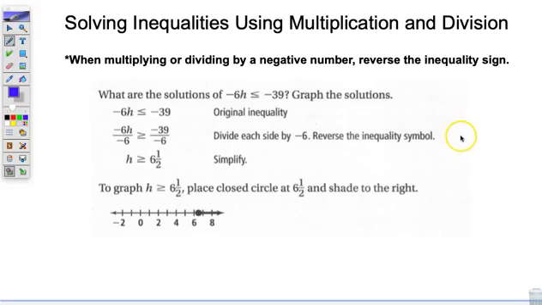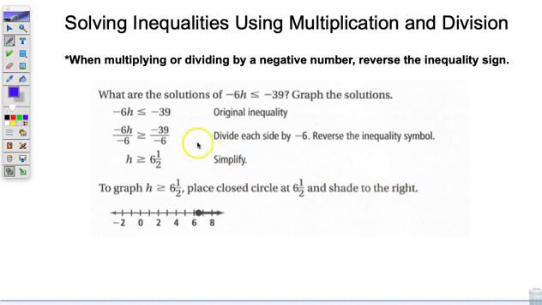Today's lesson is on solving inequalities using multiplication and division. There's an additional rule we must point out before we begin. Whenever you multiply or divide by a negative number, you must reverse the inequality sign. So let's take a look at the first example problem that has been done for you.